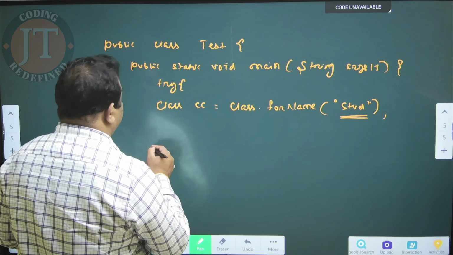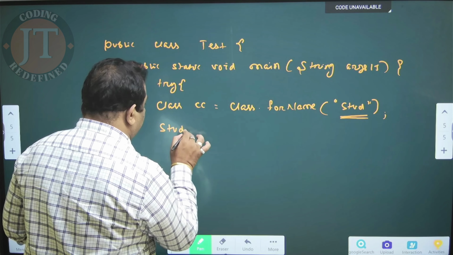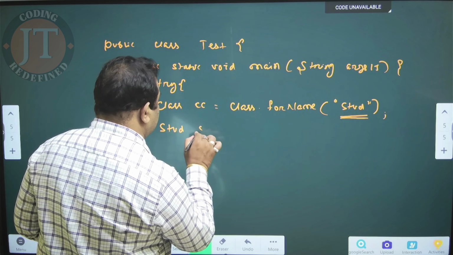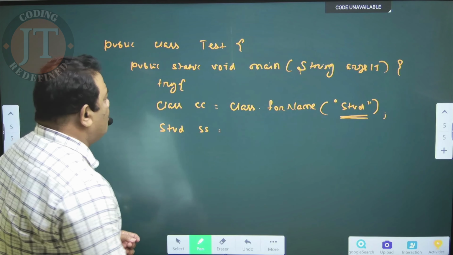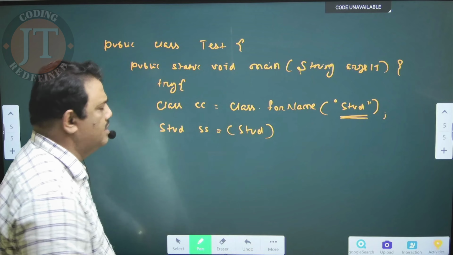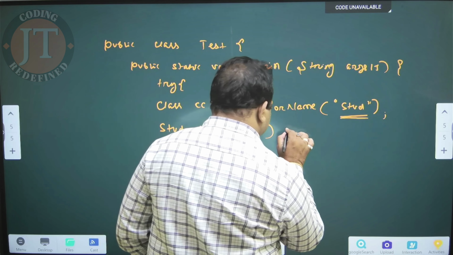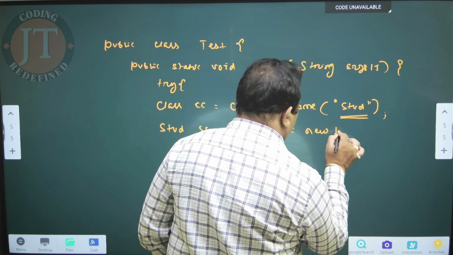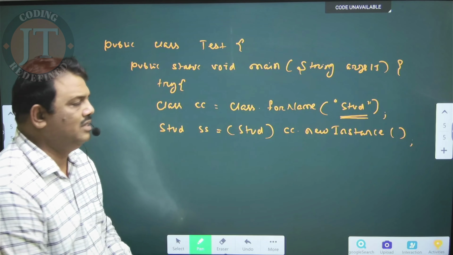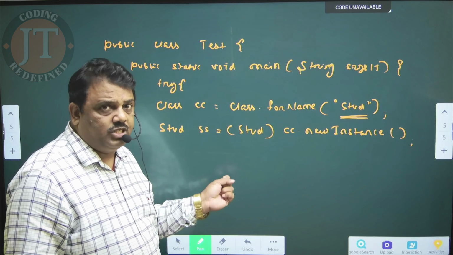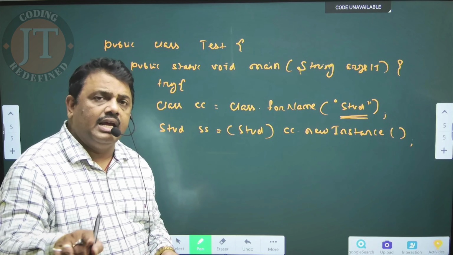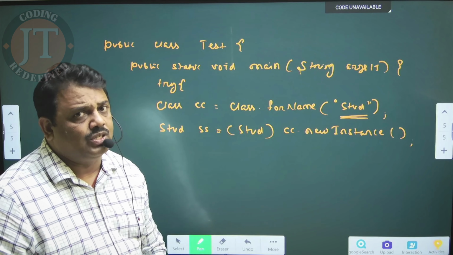What is my next job? I write Start SS is equal to, and I have to cast it: Start. Next, CC.newInstance. You know that the newInstance method is able to construct the object, but it throws two types of exception: IllegalAccessException and InstantiationException.